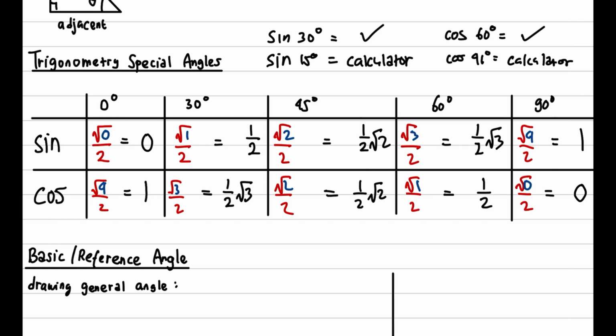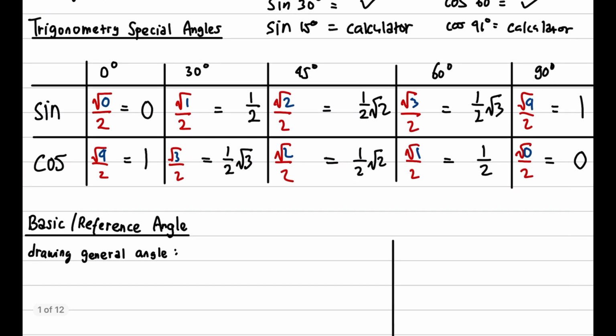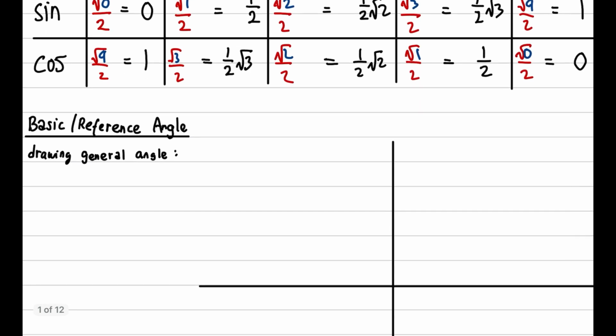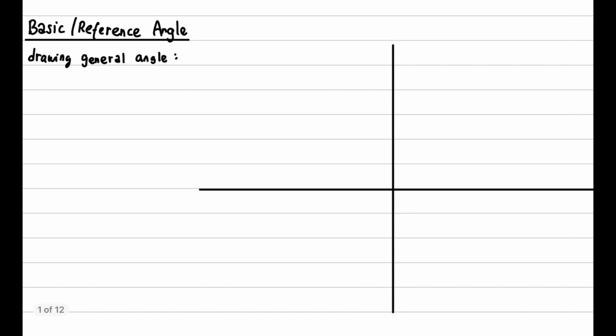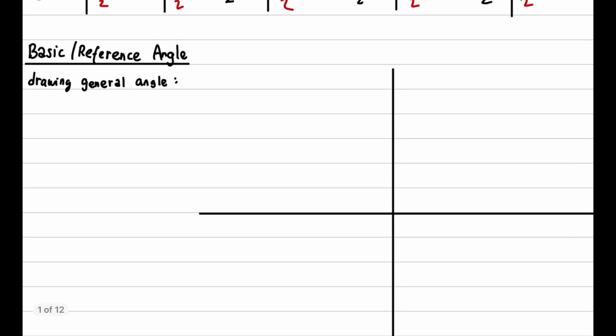But unfortunately the special angles only go up to 90 degrees. So how do we calculate a trigonometry value for an angle bigger than 90 degrees? Or how do we find the trigonometry value of a negative angle, for example sine minus 15? To find that, we need to understand the basic or reference angle. We can use this concept to find the value of the trigonometry function for all angles.